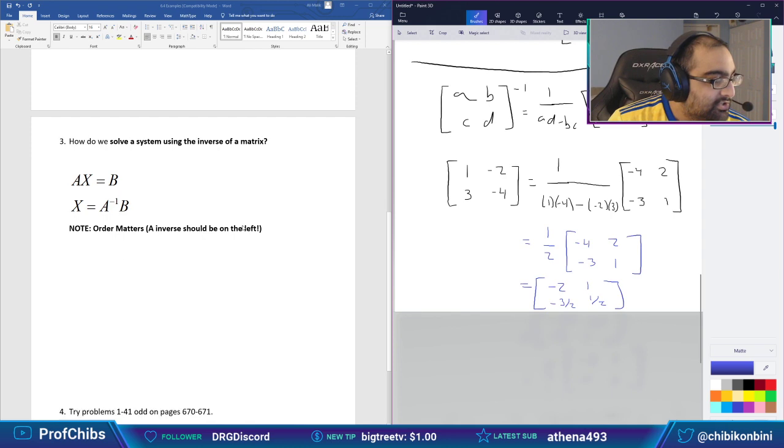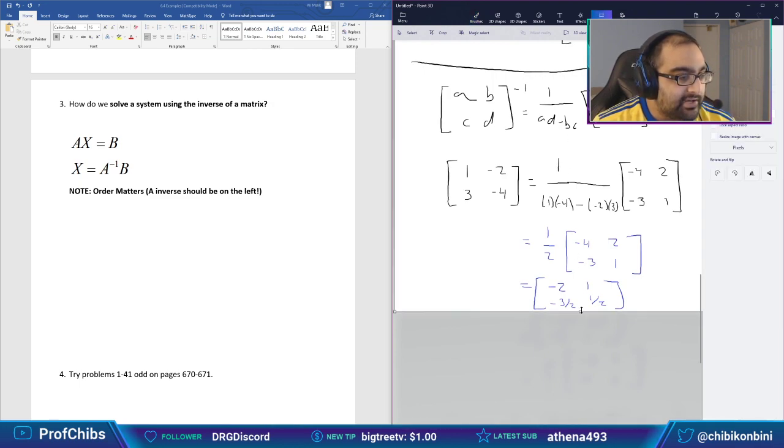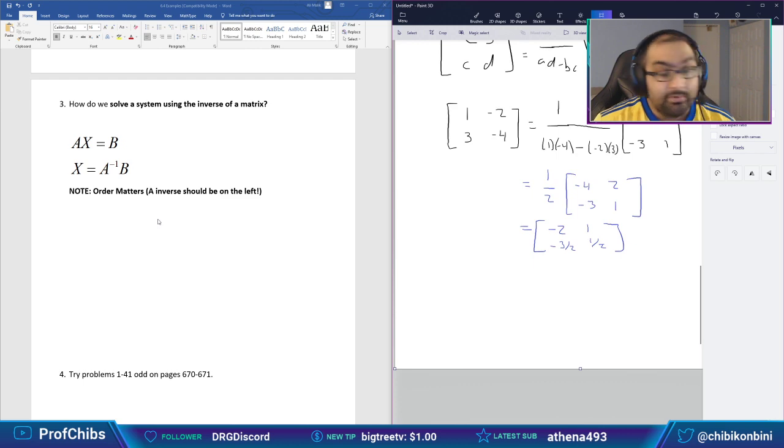Mental calculations there. All right, good. Now the last question here for this handout for this section is going to be number 3. Number 3 asks, how do we solve a system using the inverse of a matrix?